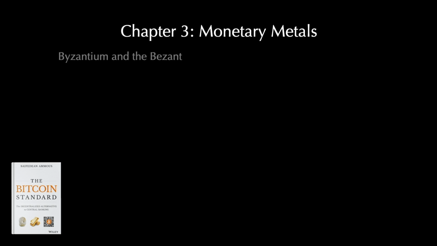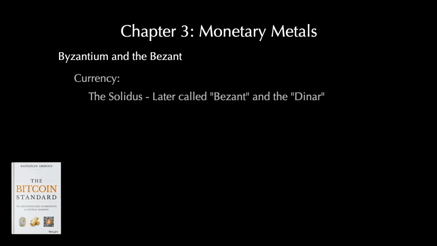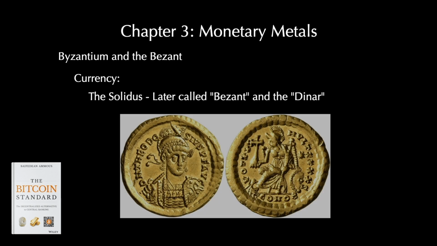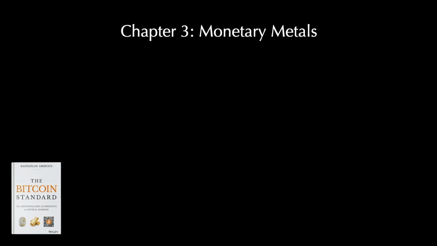Byzantium and the Byzant. The Byzantine Empire, also known as Byzantium, outlasted the Roman Empire, surviving for 1,123 years. Their currency, the solidus, was a gold coin that has since changed names to the Byzant and the Islamic dinar. It was not debased or coin-clipped, and is still in use today. The Renaissance.